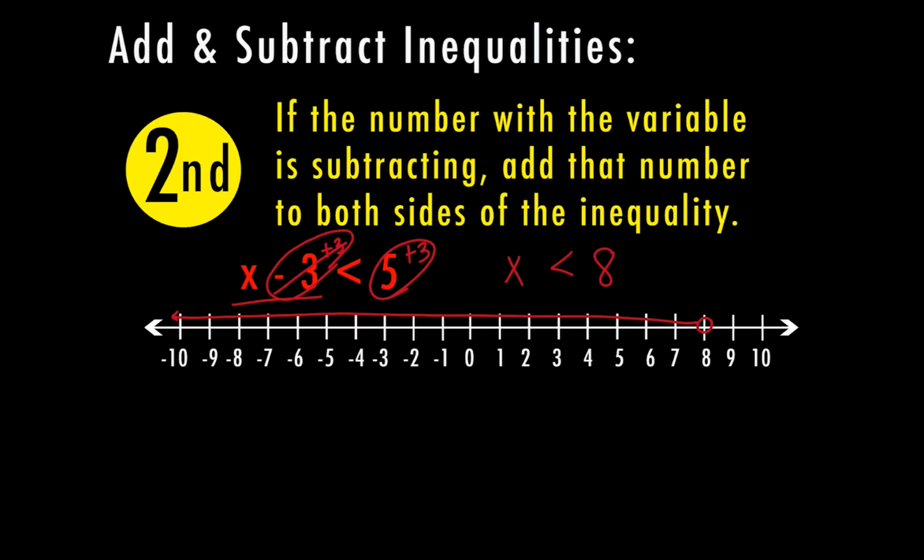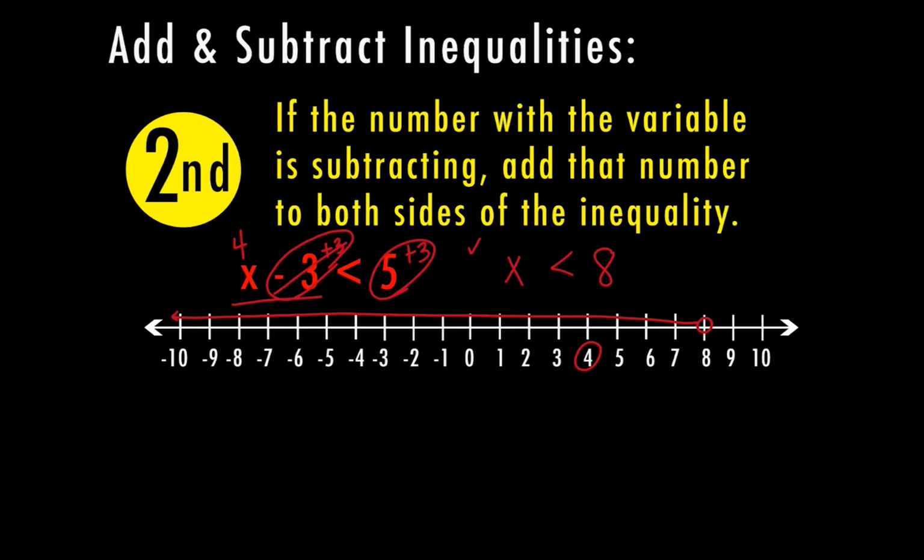If I take the number 4 and plug that in here, 4 minus 3 equals 1. And I do know that 1 is in fact less than 5. So that makes for a true statement, which means I have shaded in the correct direction. If I had plugged in a 10, 10 minus 3 is 7, and 7 is not less than 5.